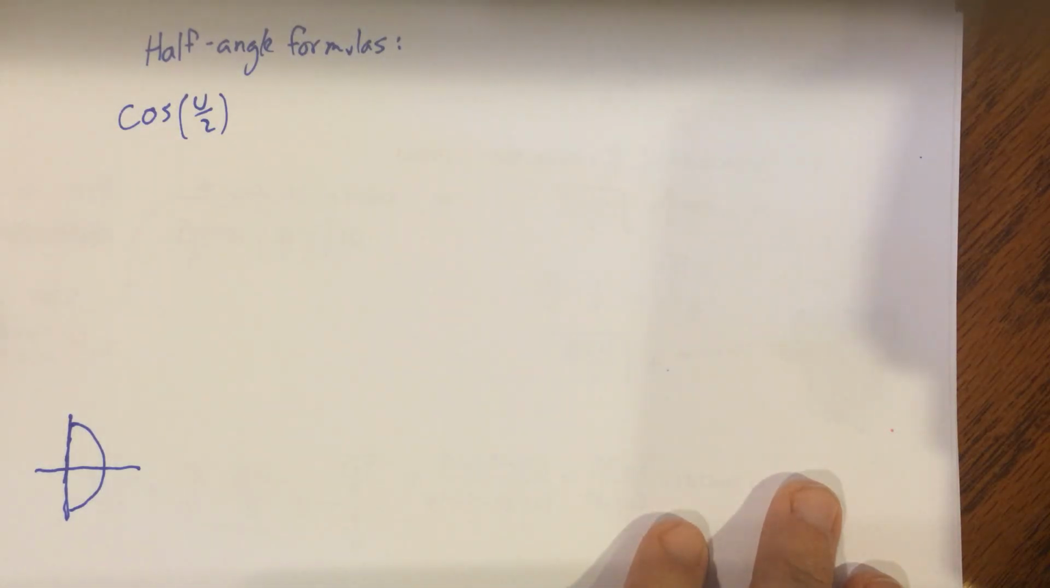Okay, so we're going to go ahead and discuss half-angle formulas, and this is close to the last of the formulas you're going to kind of have to memorize. We're going to introduce the last one in this section also. But half-angle formulas are where the angle is cut in half.